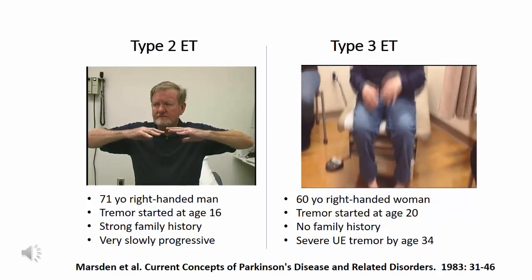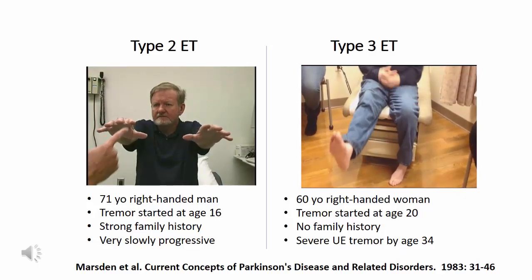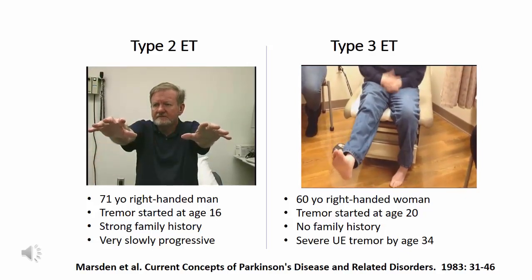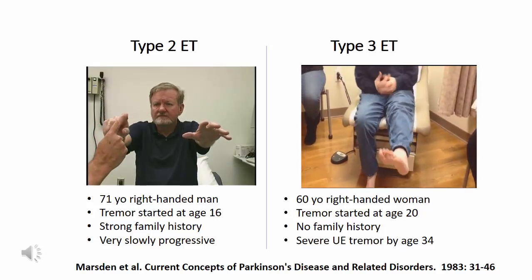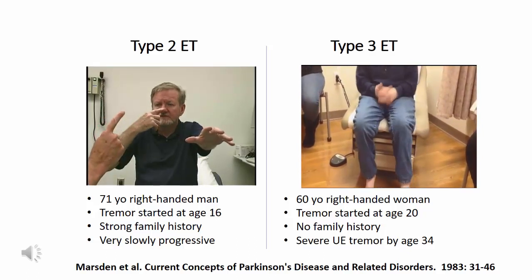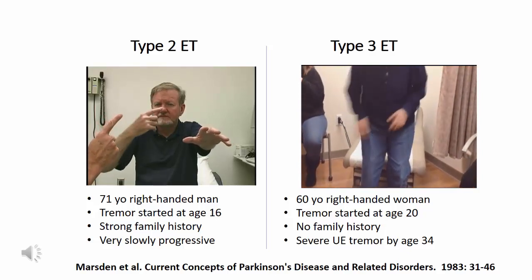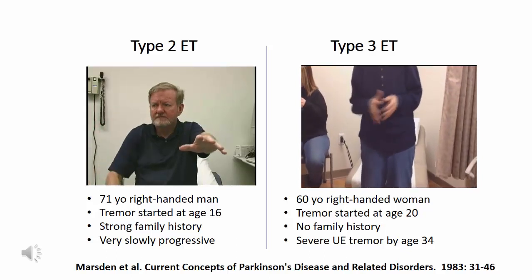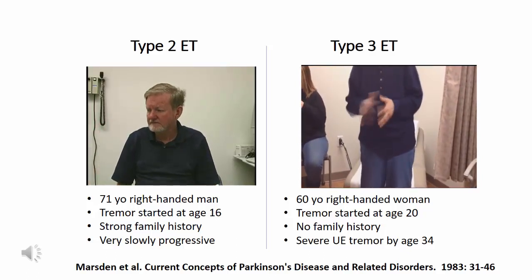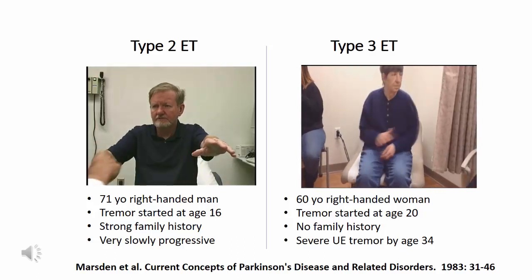Marsden's type 3 essential tremor consists of patients with greater tremor severity, often without a family history, and there is relatively rapid progression. These are the patients most likely to be referred for stereotactic surgery. The woman on the right was a legitimate surgical candidate when I saw her at age 34, and obviously she now needs stereotactic surgery very badly.